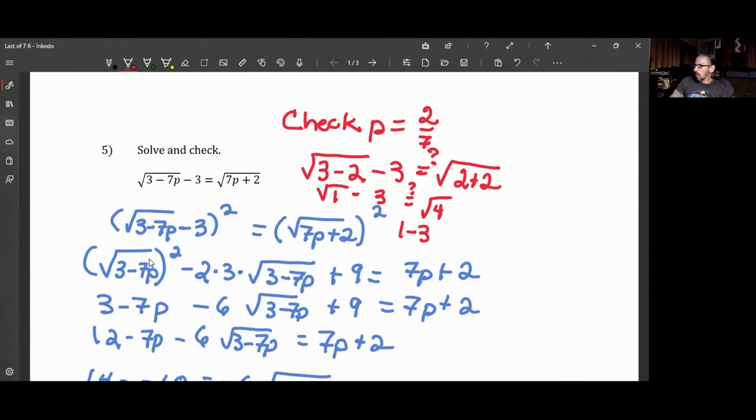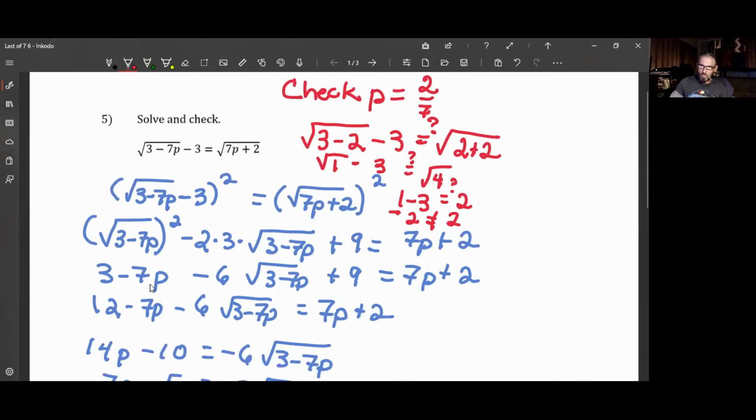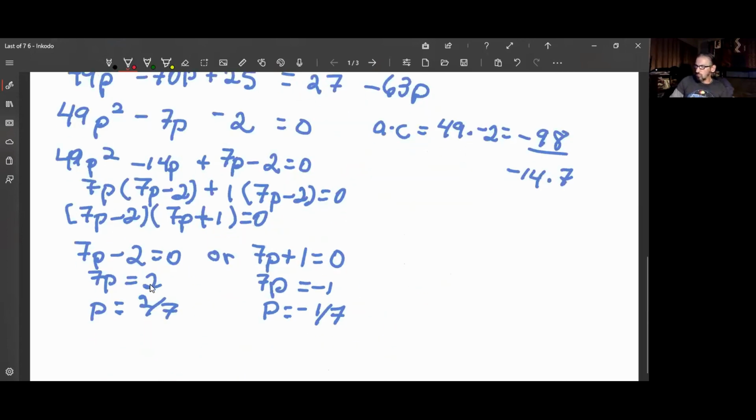And on the one hand, the left side is negative 2. The right-hand side is positive 2. So we're going to reject the answer of positive 2/7. So if there are any solutions, the only other candidate is the negative 1/7.